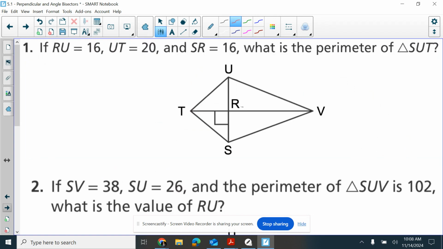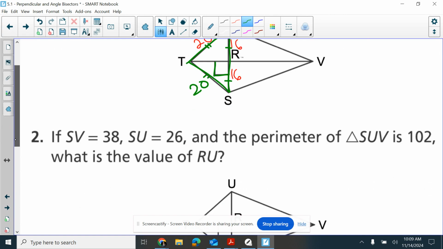A couple more examples. Each of these is dealing with the perpendicular bisector. RU is 16. If this is 16, SR is 16, and UT is 20. So let's go through the thought process. If these are congruent, and I see my perpendicular symbol there, then that means that these two sides have to be congruent. So if that side's 20, this side's also 20. Then to figure out the perimeter, I just add up all those numbers and you get 72. But your thought process should be: how do you figure out that missing piece? How do you apply the perpendicular bisector theorem?